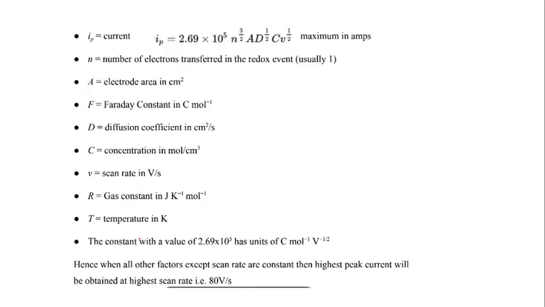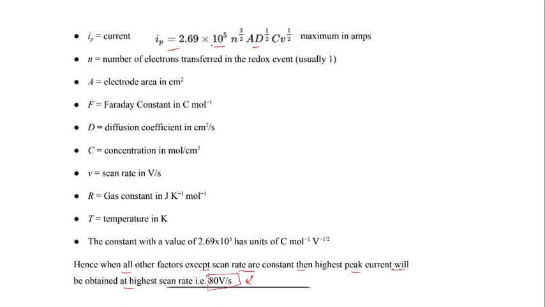Hence, when all the factors except scan rate are constant, the highest peak current will be obtained at the highest scan rate, 80 volt per second. You can increase your scan rate up to 80 volt per second, not beyond that. So how is it derived? It is derived from this equation, known as the Randles-Sevcik equation.